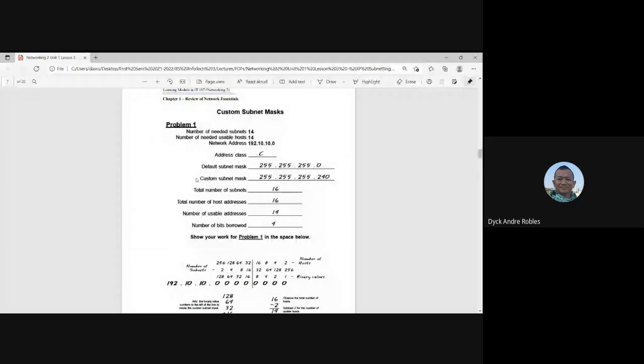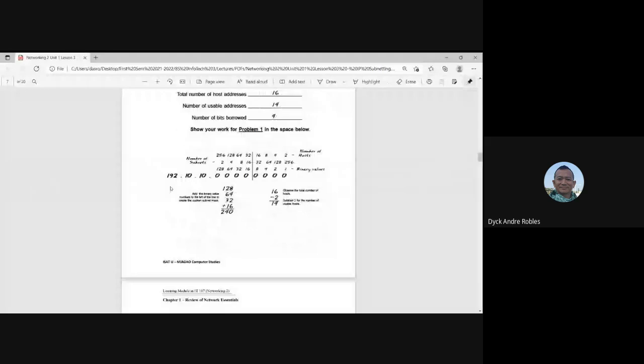Okay, going down, we have our problem. Make the first three octets the network portion, intact: 192.10.10. Then break down the host portion and convert this into zeros. Okay? 8 bits of zeros.